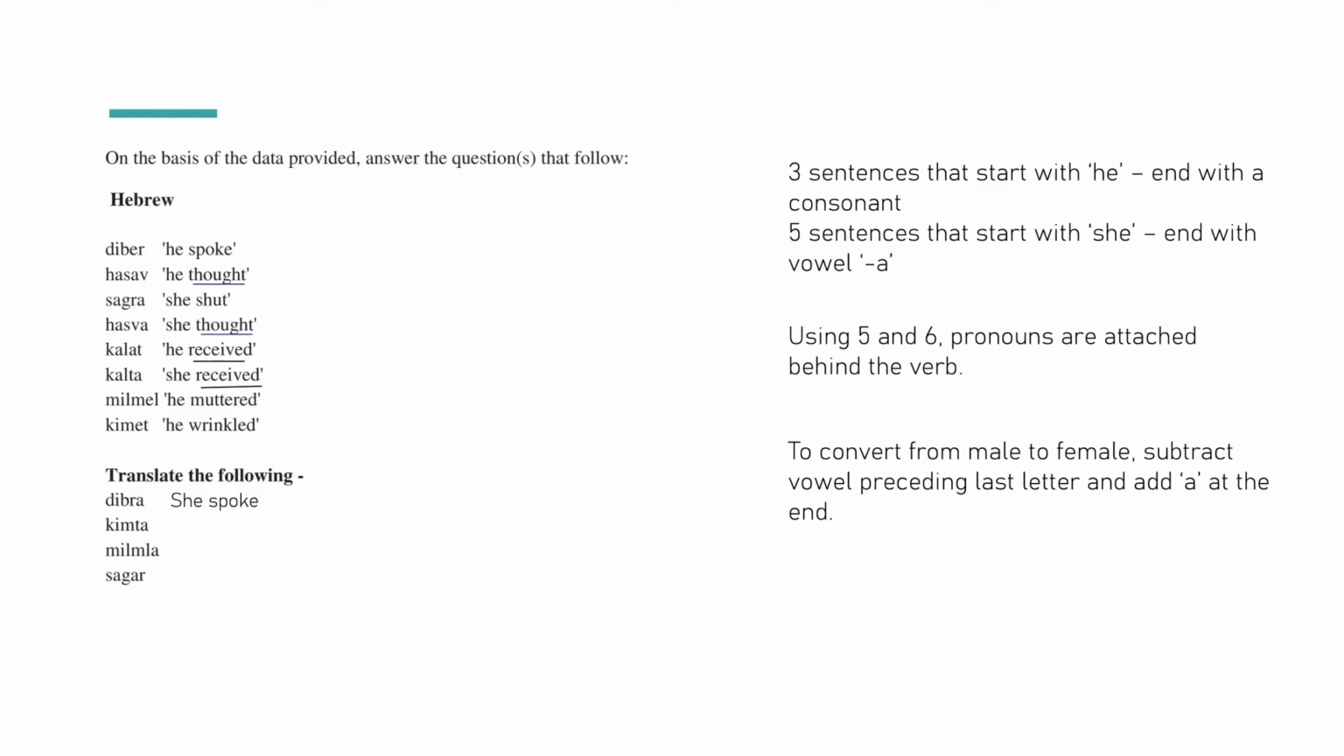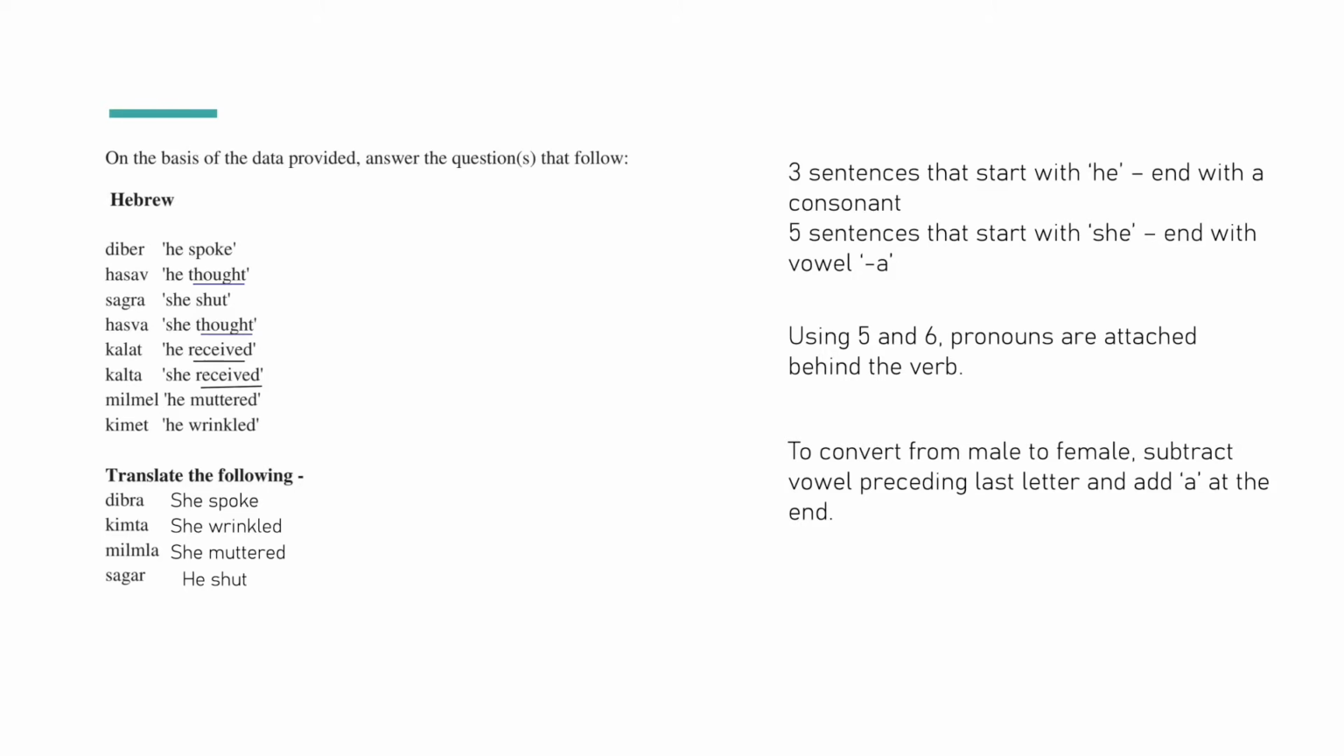Yeah. Okay. Go ahead. What's for the first one? She wrinkled. She wrinkled. Perfect. What about milmila? He muttered. Great. And sagar? He shut. Great, great.